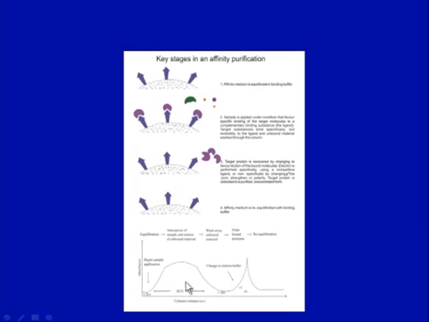Now you can see in this graph, the non-bound or non-specific compounds come out first, and then your peak could be eluted as a very sharp peak in a concentrated form.